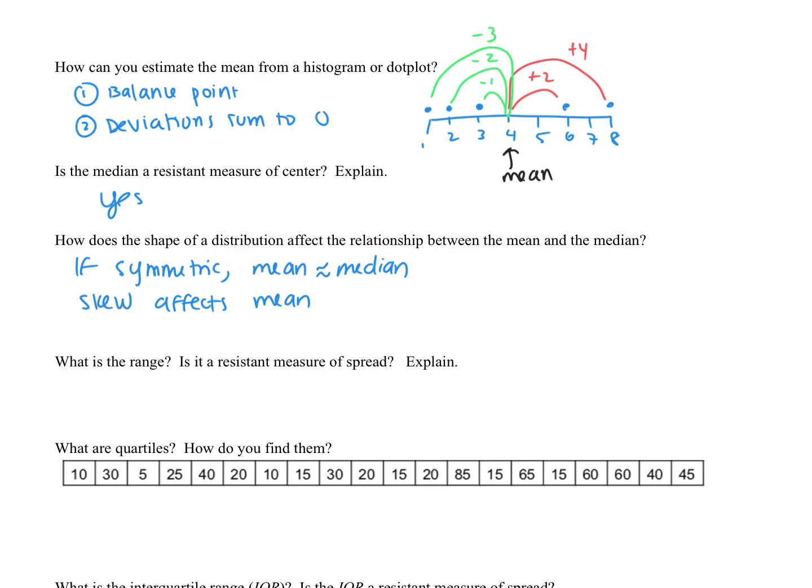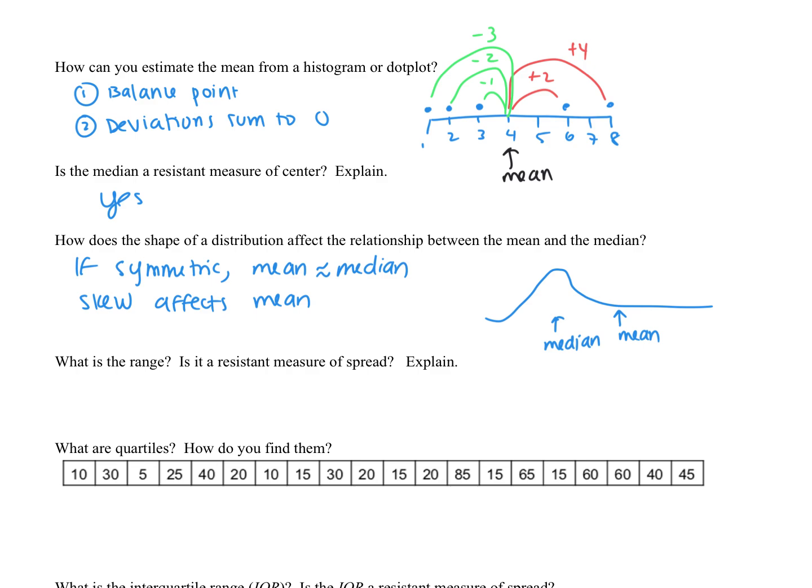So for example, if we have a distribution like this, the median is somewhere about here, the mean is going to be pulled towards that tail. So the tail or the skew is always going to pull the mean.